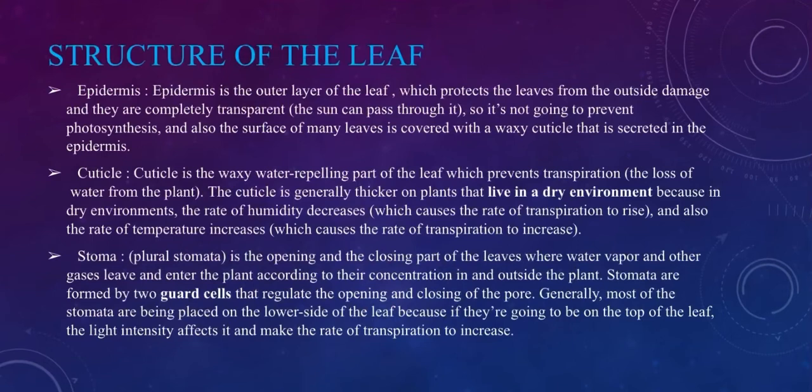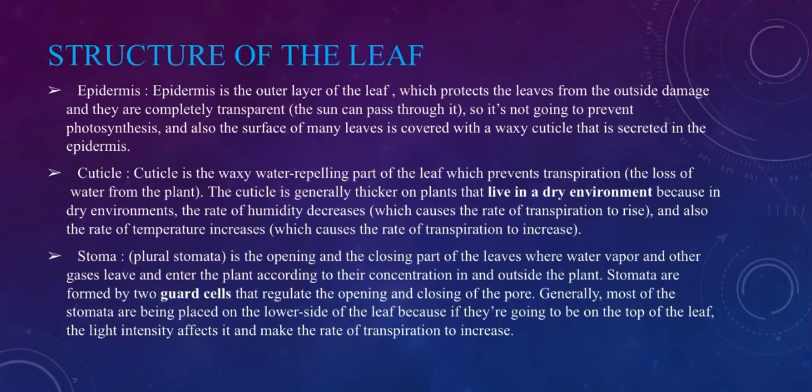And also the stoma, or in its plural form, stomata, is the opening and closing part of the leaf, where water vapor and other gases, for example O2 or CO2, oxygen or carbon dioxide, leave and enter the plant according to their concentration inside and outside the plant. Stomata are formed by two guard cells that regulate the opening and closing of the pore.